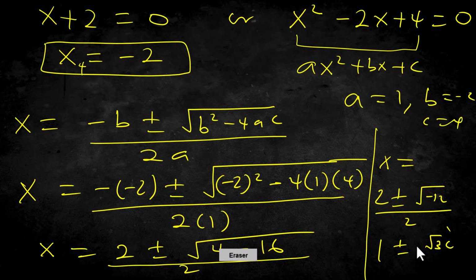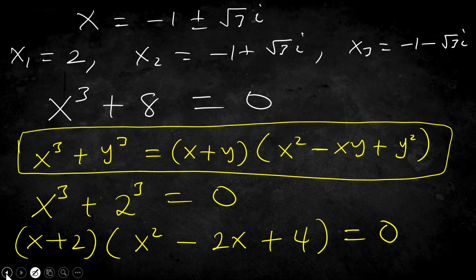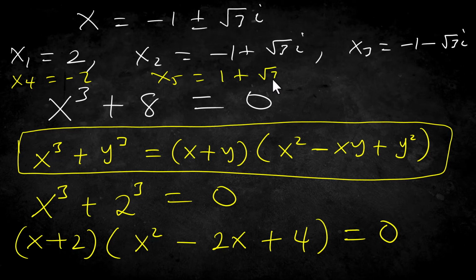So this side will be 1, 1 plus or minus that. Since we've already done that, you don't want to waste time here. So let's go back. My fourth solution will be minus 2. My fifth solution will be 1 plus root 3 i, and my sixth solution will be 1 minus root 3 i. So that's that.